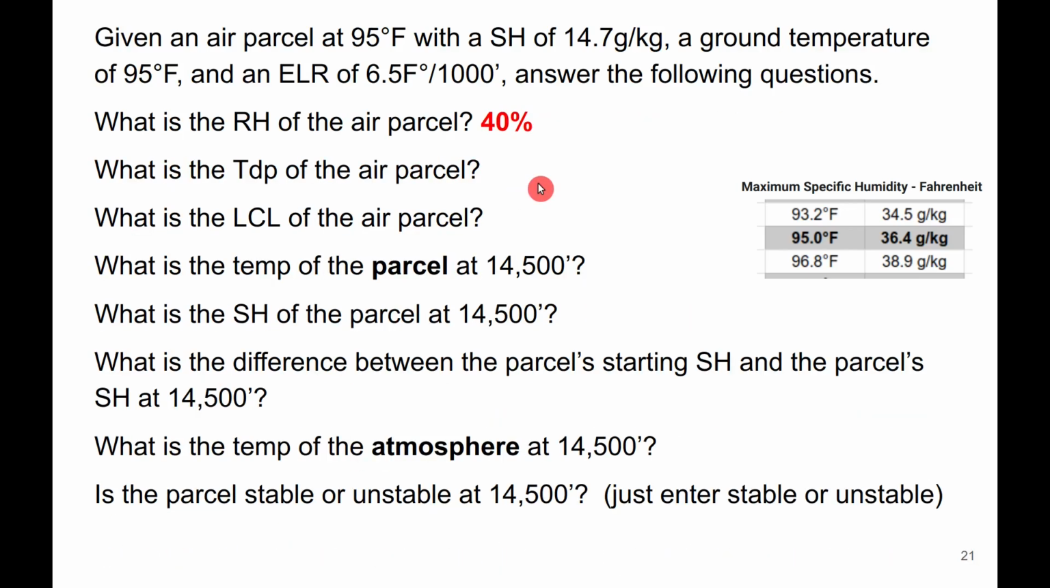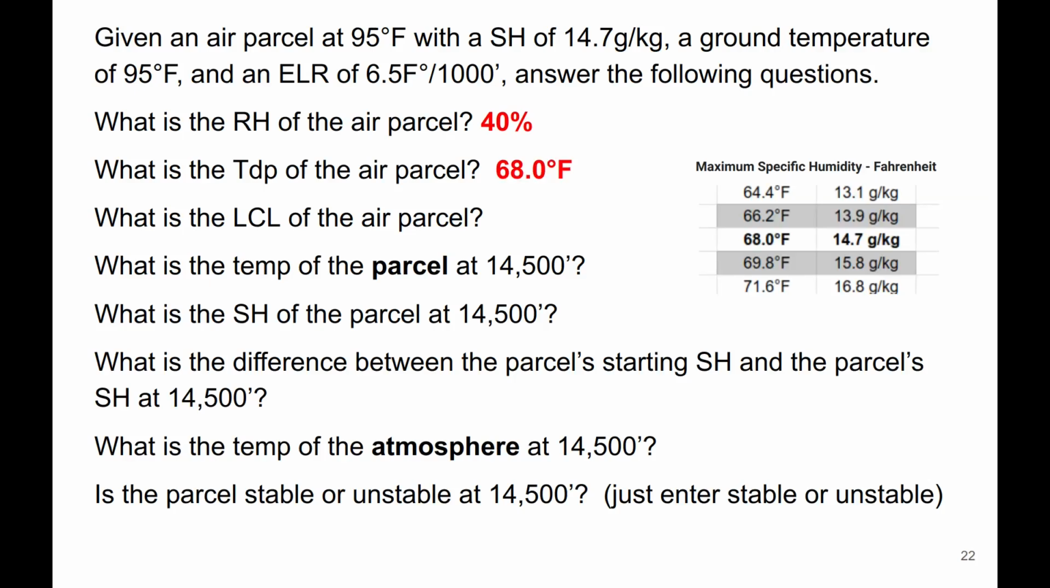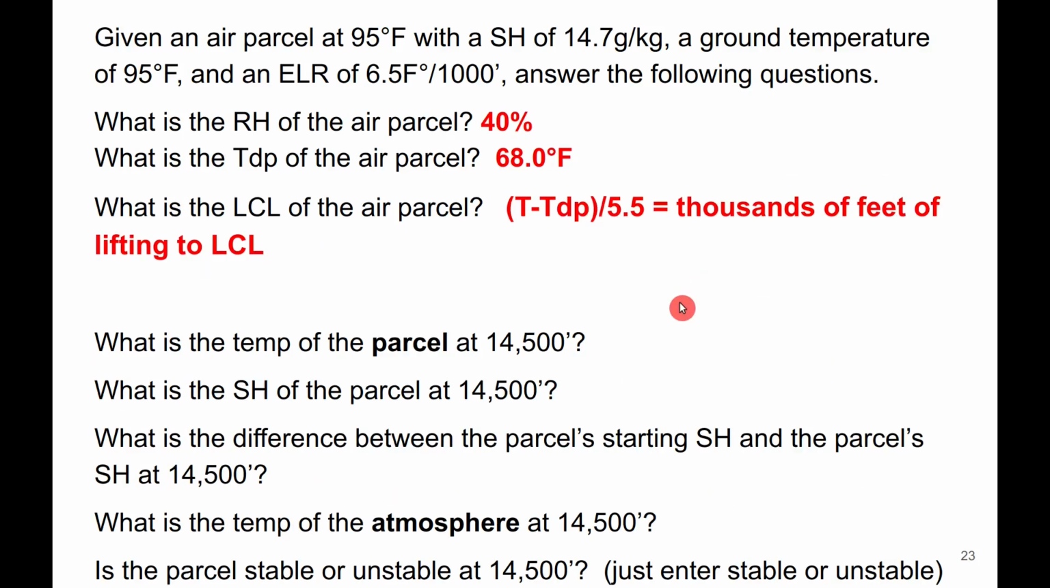So now let's find the dew point temperature of the parcel. So from the chart, we know it's got a specific humidity of 14.7 grams, and the dew point temperature for 14.7 grams of water vapor is 68 degrees. And now let's find the lifting condensation level.